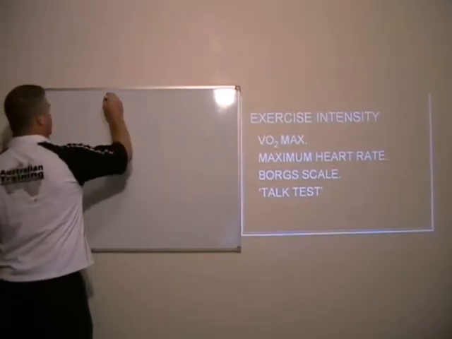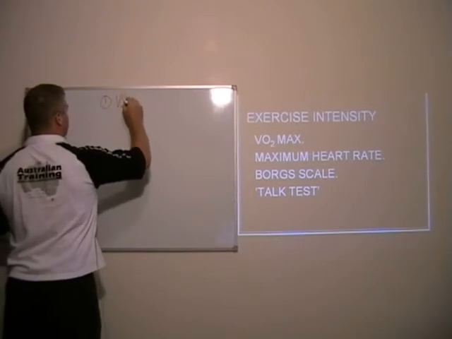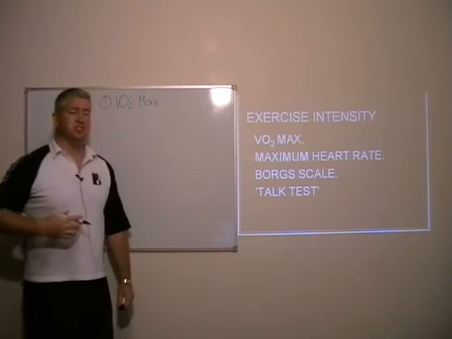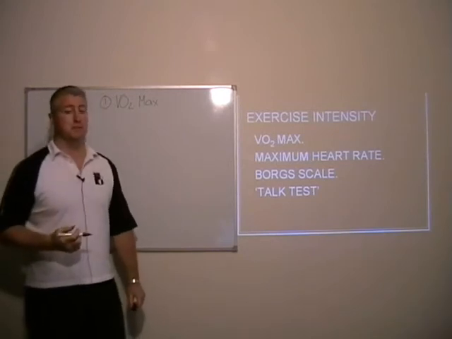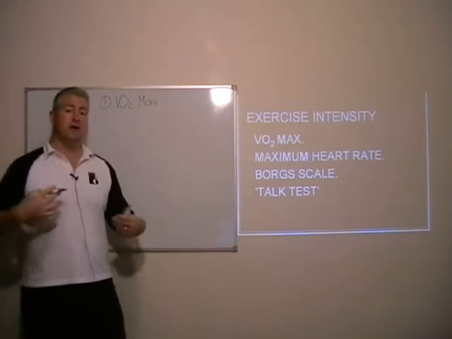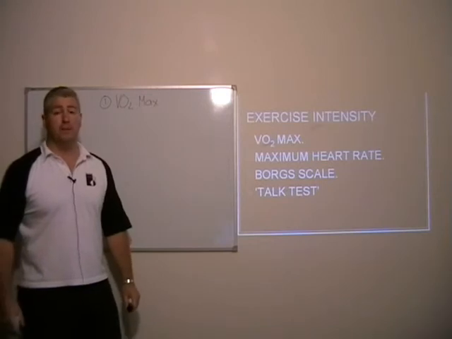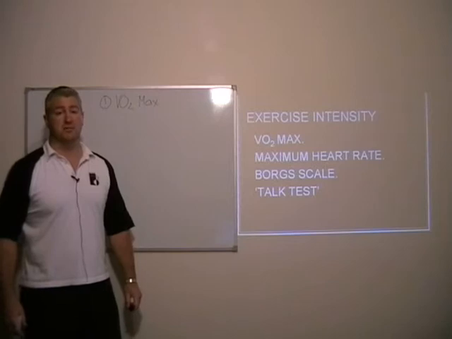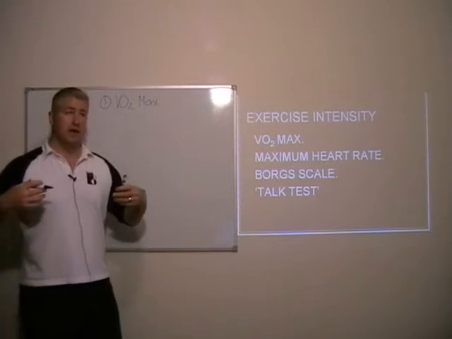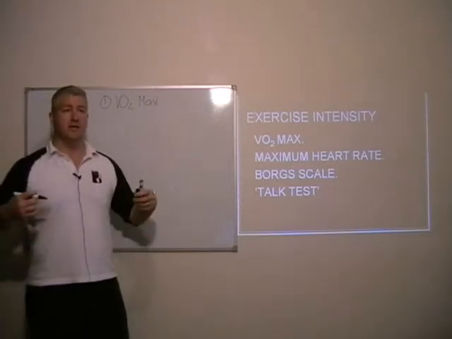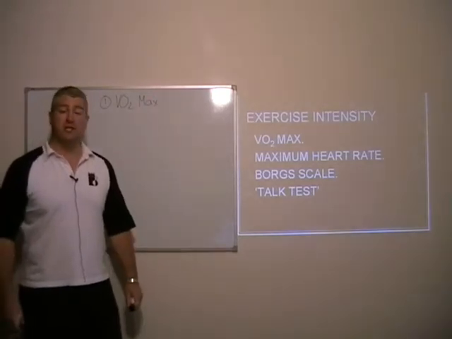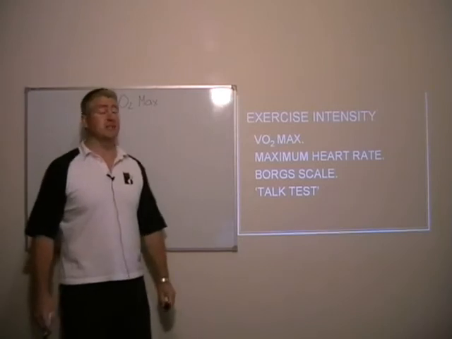Number 1 is VO2 max. Not very user-friendly in a gym setting. And the reason why it's not is because to measure VO2 max, you need quite extravagant laboratory equipment, and it's quite hard to take those measurements during exercise participation. They're extravagant, large equipment that is very expensive and not practical in a commercial health and fitness centre to measure exercise intensity using VO2 max.